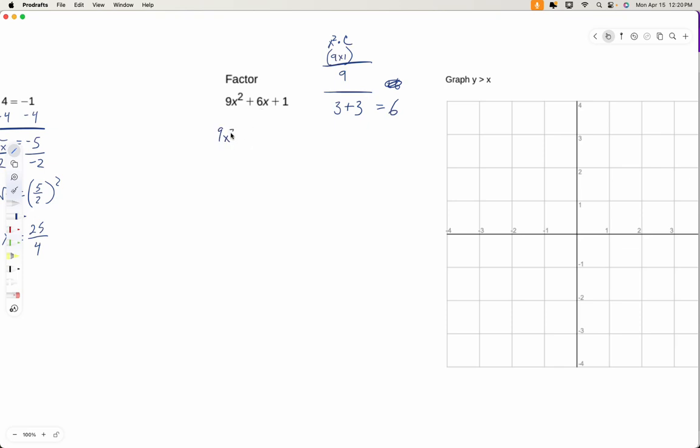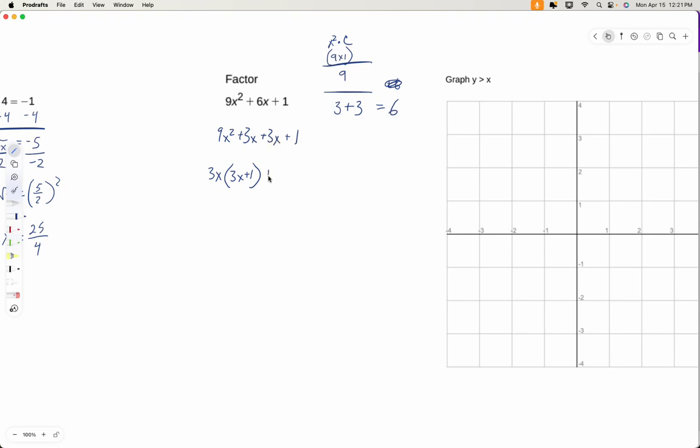So 9x squared plus 3x plus 3x plus 1. The value of this is not changed. We've just split that middle term into the two factors we need. So now I'm going to factor out this term. I can take a 3x out of both of these, and that leaves 3x plus 1.